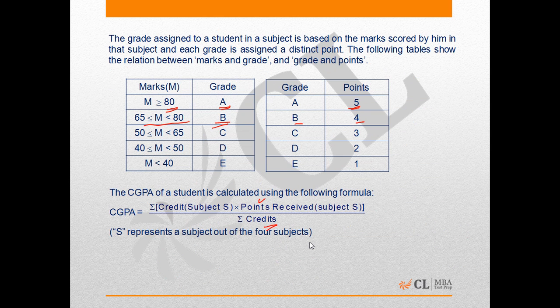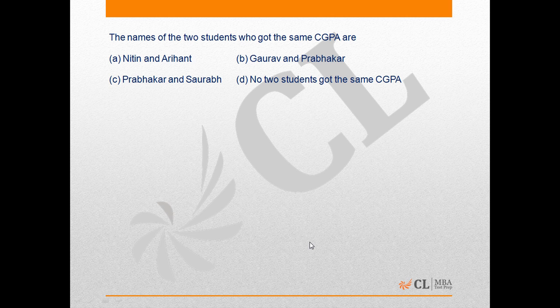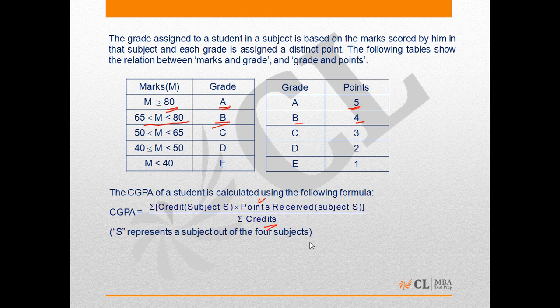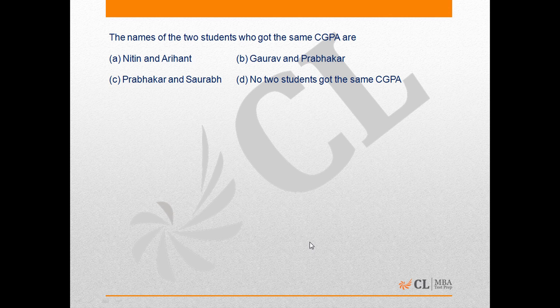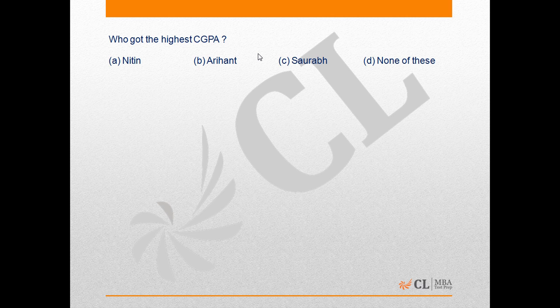Let's move to the questions. In the first question, it is asking the names of the students who got the same CGPA. From the CGPA obtained, it can be noted that Gaurav and Prabhakaran got the same CGPA. Therefore, option B is the correct answer. In the next question, it is asking who got the highest CGPA. The highest CGPA is obtained by Gopal, which means option none of these, because Gopal is not given among the other options.